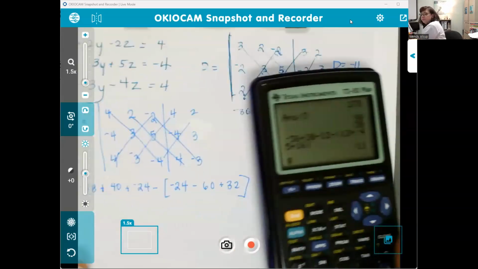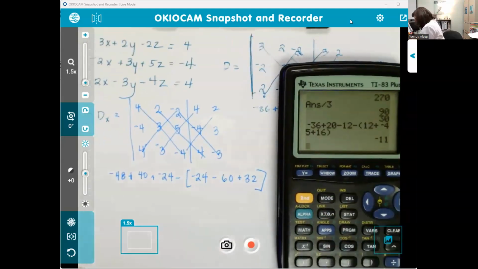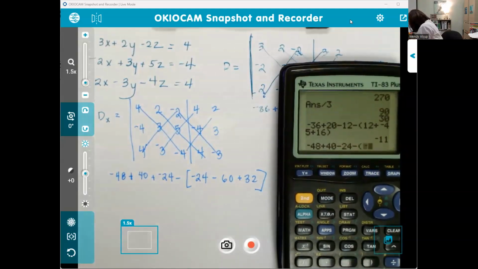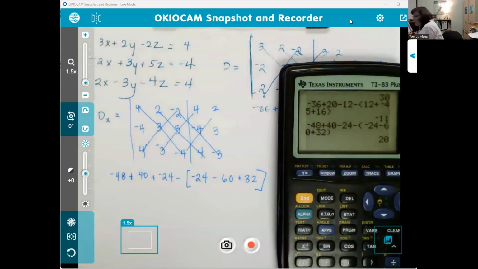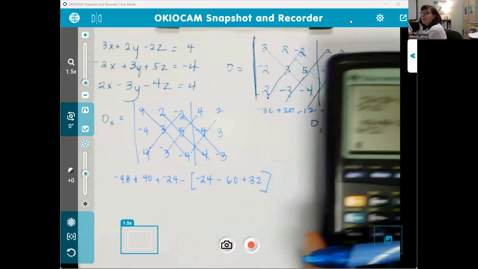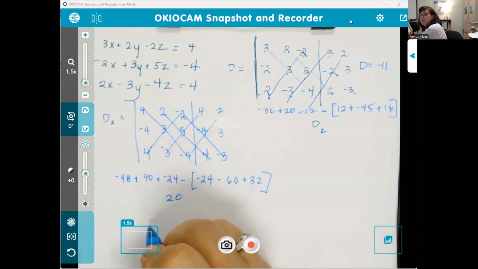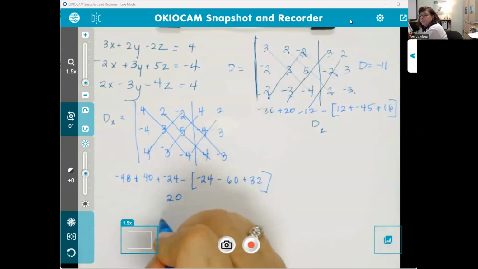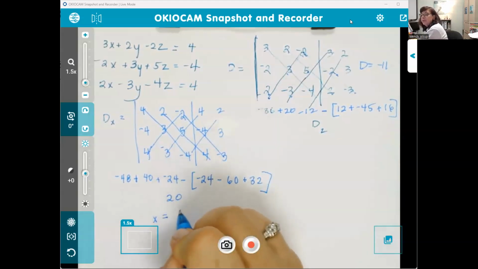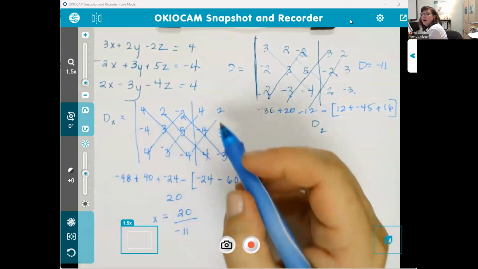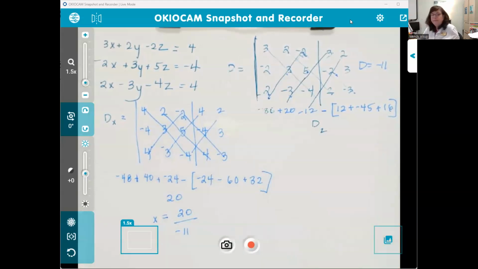All right, so I've got -48 plus 40 minus 24, then minus the parentheses of -24 minus 60 plus 32. 20. All right, so I at least know my X value. My X value is going to be 20 over -11. Okay? All right, how about D sub Y?